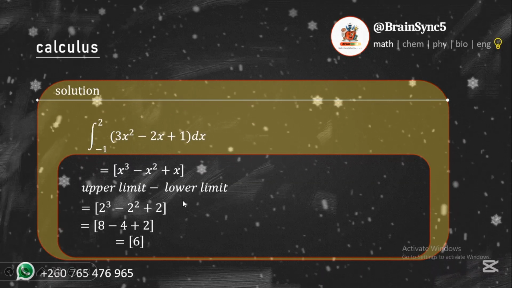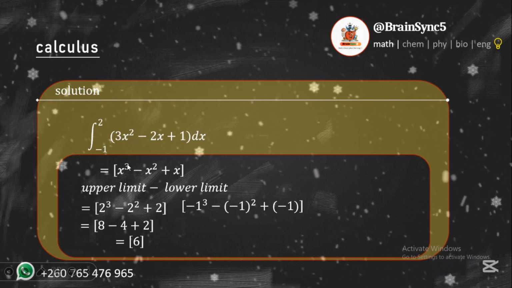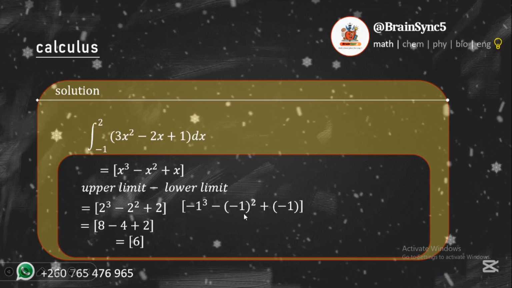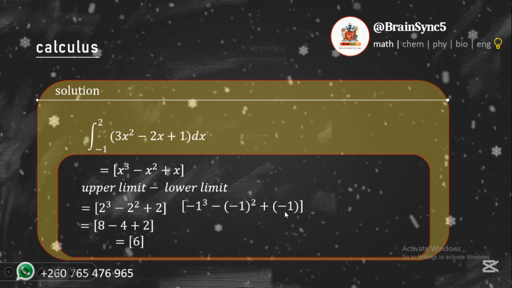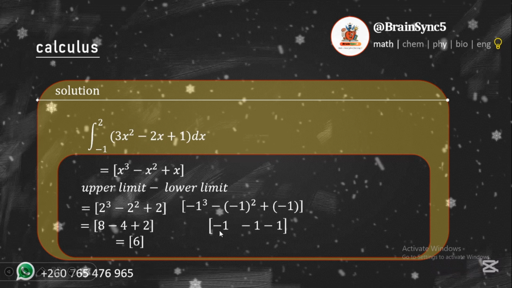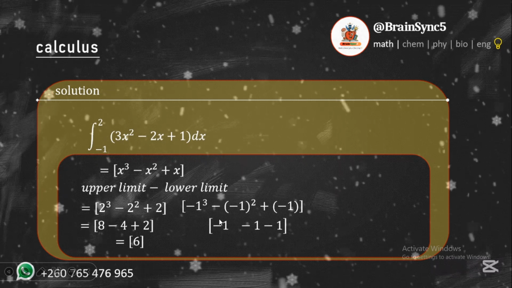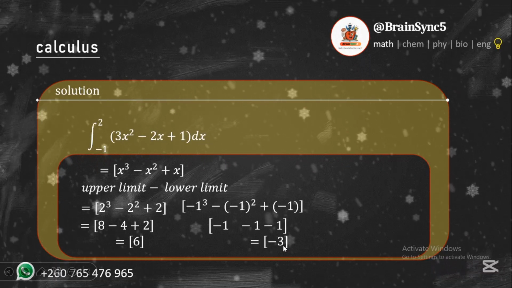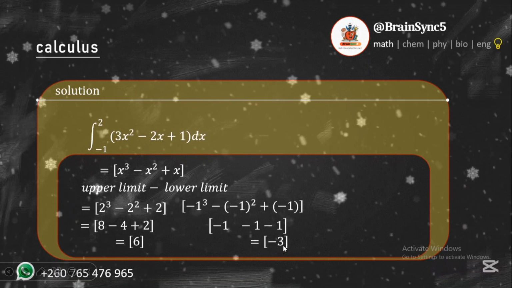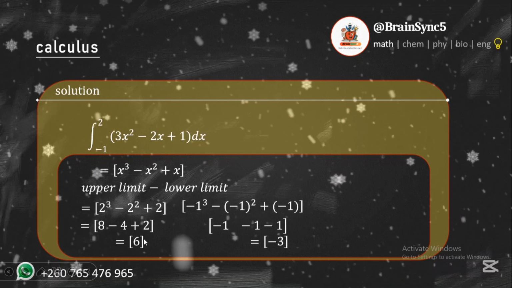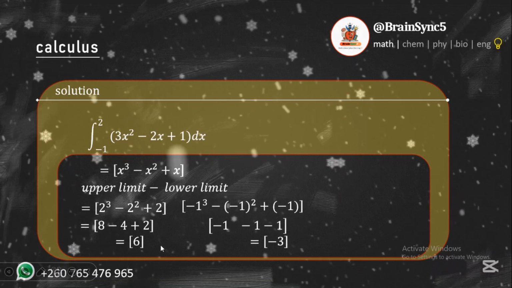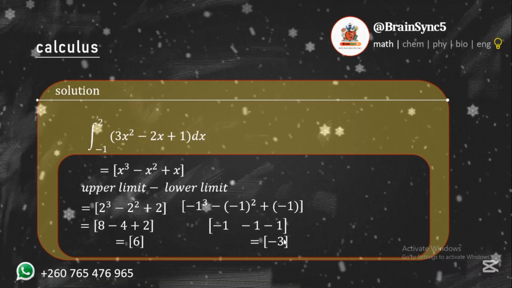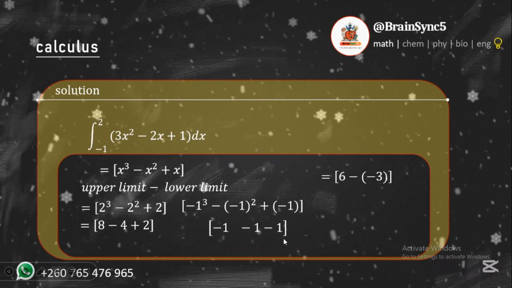Then what about the lower limit? Not different. The lower limit, I'm sure you are already aware, is negative 1, right? So negative 1 to the power 3, then negative 1 to the power 2, and so on and so forth. You will end up with negative 1, negative 1, negative 1. So this one should give you a negative 3. This part, if you don't know where I got that, please write down something. So now the next step is just to subtract. Remember the formula: upper limit minus lower limit. So 6 minus negative 3, which would give you what? A positive 9.